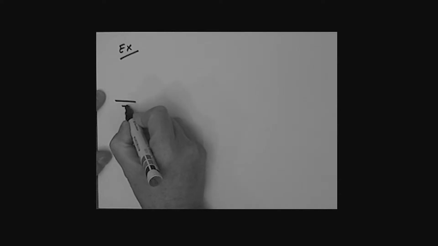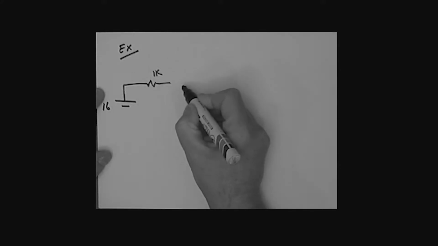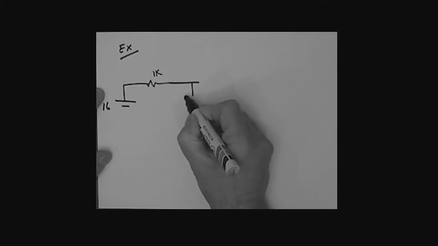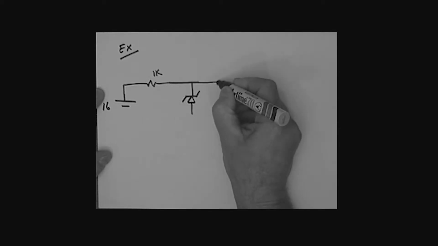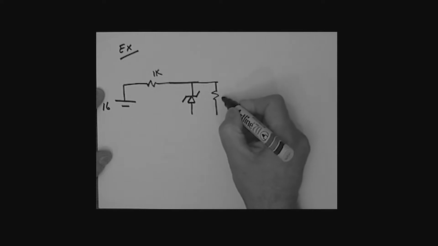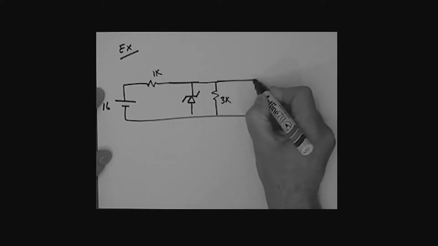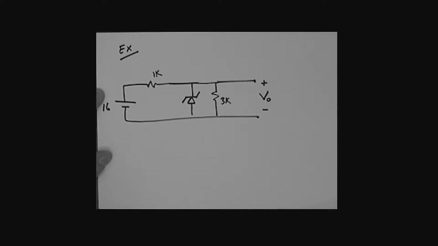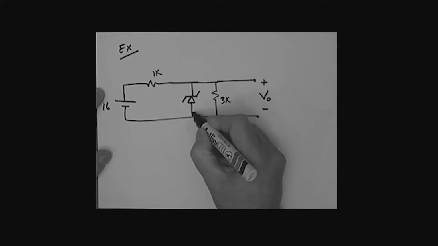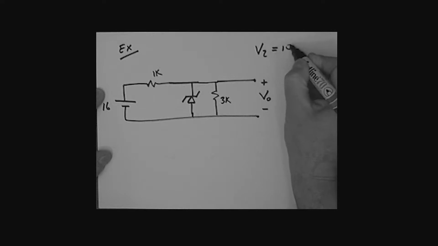Let's suppose I have a voltage source here. I'm going to give it a value of 16 volts. I have a 1K resistor here. I put a Zener diode in the circuit, so here is my Zener diode placed in the circuit. And let's say I have a resistor here, which is a 3K resistor. That is now the circuit I wish to look at. And we've got a voltage VO like so. For this particular Zener diode, we're going to say that the Zener breakdown voltage VZ is equal to 10 volts.